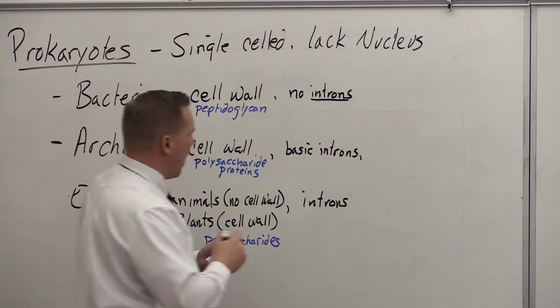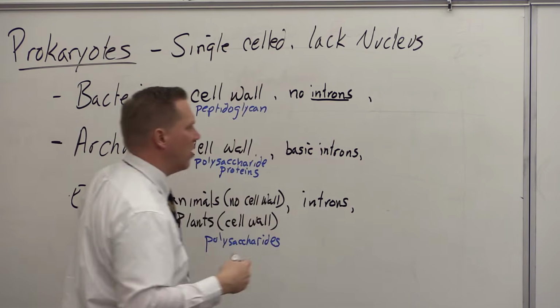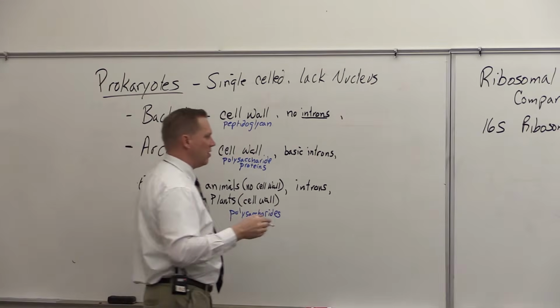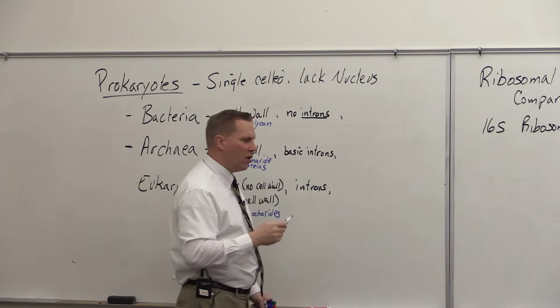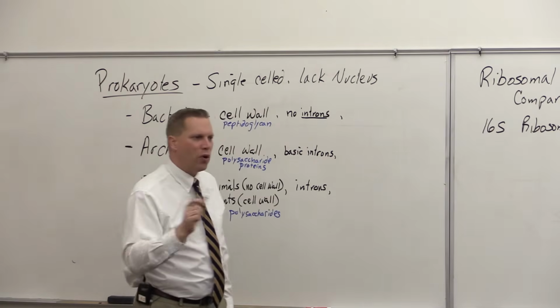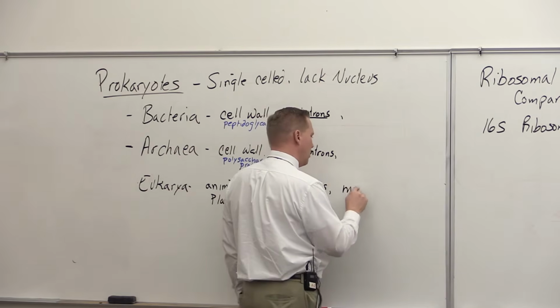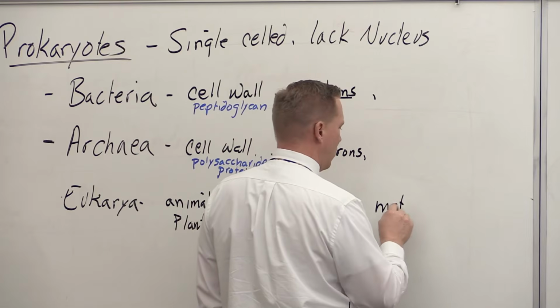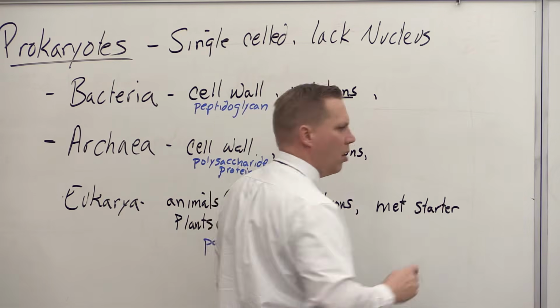Another biochemical difference that we started to see when we started looking closely is in all eukaryotic cells, the beginning amino acid for all proteins in a eukaryotic cell starts with the amino acid methionine. So we'll call that a met starter. And this is true of all.